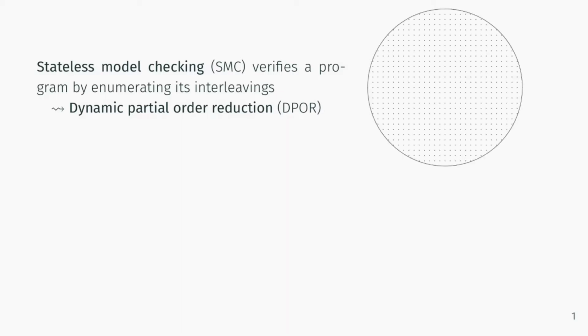And because enumerating all of the interleavings of a program doesn't scale, stateless model checking is usually combined with dynamic partial order reduction. Dynamic partial order reduction says that instead of enumerating all the interleavings of a program, we can simply enumerate a representative subset. And what does this mean? Well, if these are all the interleavings of a program, DPOR partitions these interleavings into equivalence classes and then tries to explore one interleaving per equivalence class.